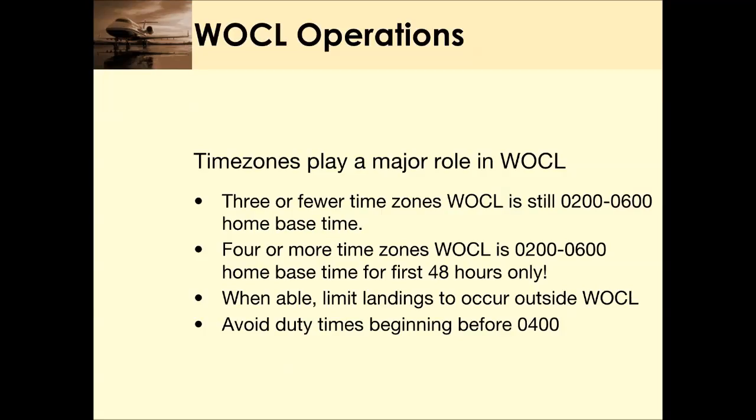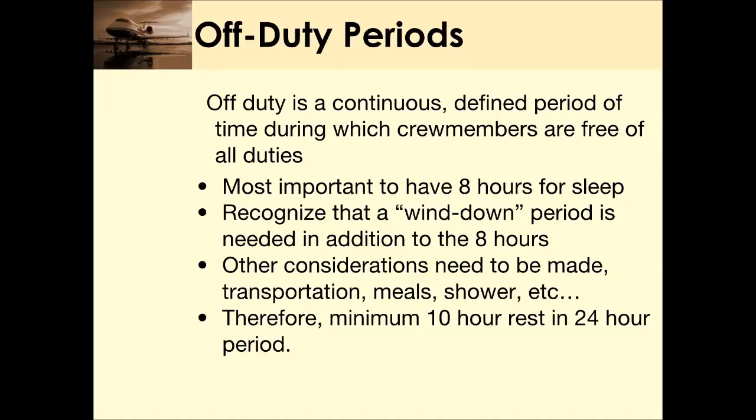Window of circadian low operations. Time zones play a major role in windows of circadian lows. As a general rule of thumb, with 3 or fewer time zones, the window of circadian low will still be 0200 to 0600, your home base time. With 4 or more time zones, the window of circadian low is 0200 through 0600 home base time, but only for the first 48 hours. After those 48 hours, your body will have adjusted to the new time zone, so keep that in mind when scheduling.